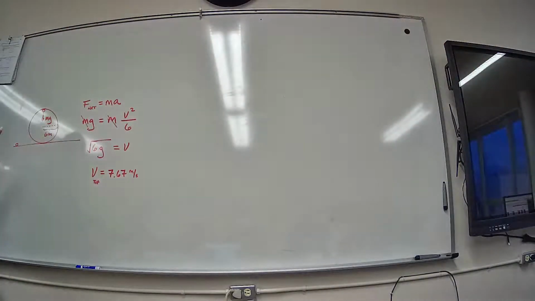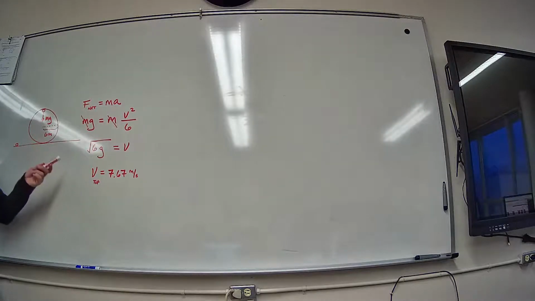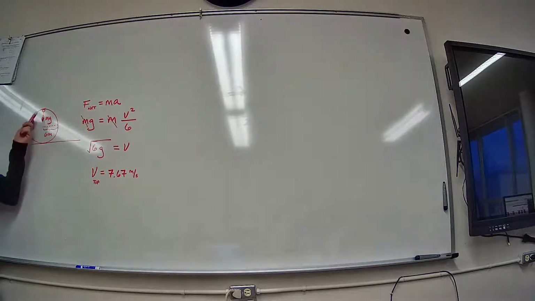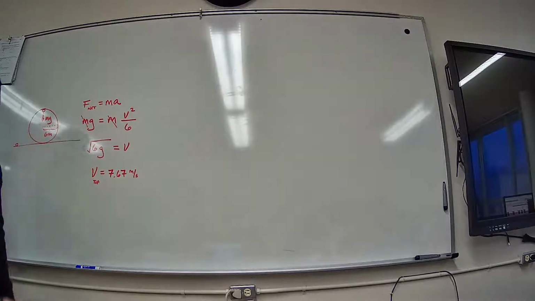This is the minimum speed that you've got to have at the top to not fall off the loop. So let's do our energy calculation, and if we find out that he's only going 5 meters per second, no, he's going to fall off. But if he's going faster than this, he'll be fine. Make sense?